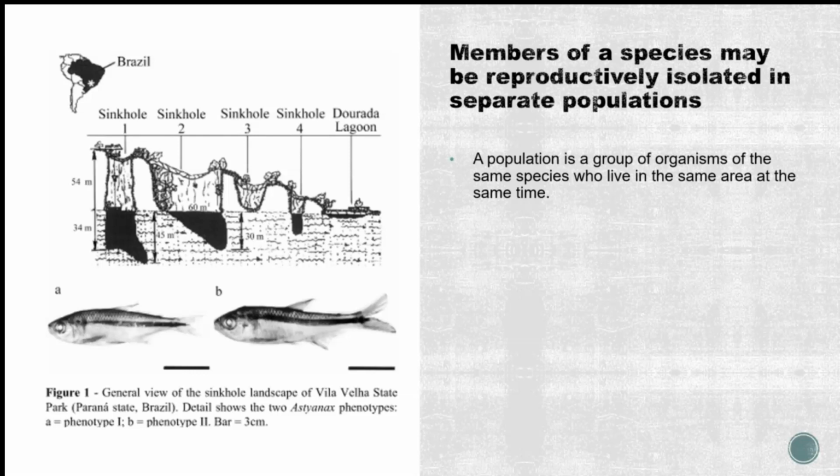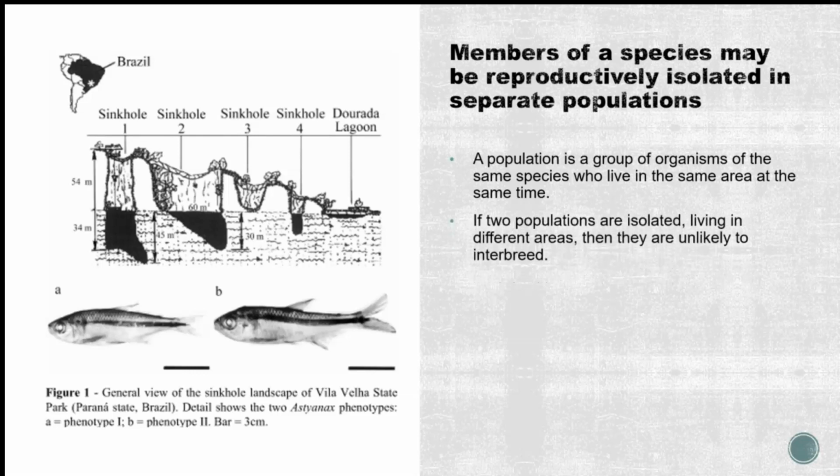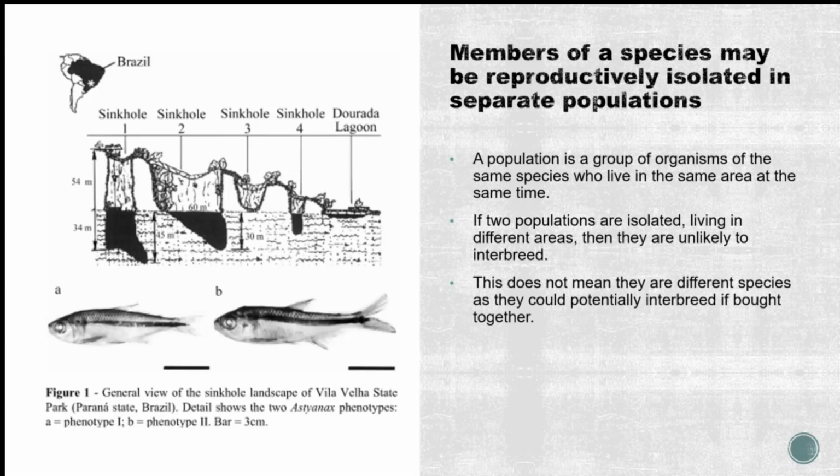A population is a group of organisms of the same species that lives in the same area at the same time. If two populations are isolated, living in different areas, they're very unlikely to interbreed. For example, our fish in the two different sinkholes are the same species, but their populations are isolated. This does not mean that they're different species, as they could interbreed if the rock between the two sinkholes broke down. They are the same species because they could interbreed.